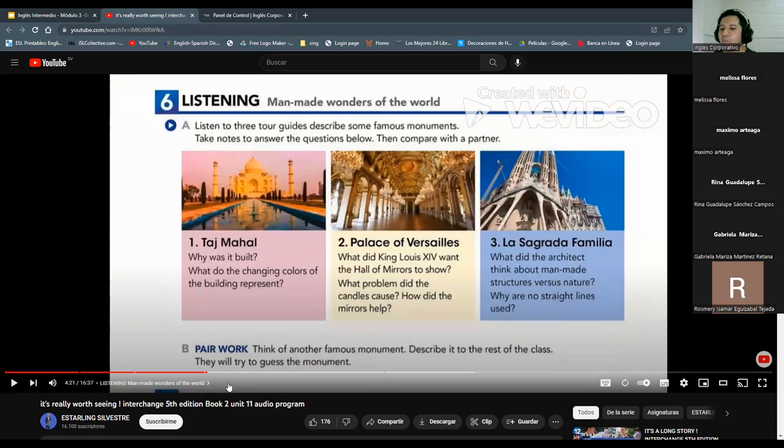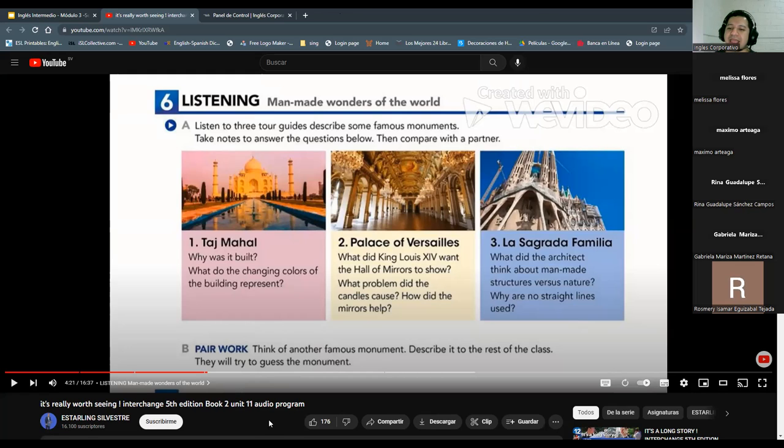Taj Mahal, why was it built? Why was it built, the Taj Mahal? For his wife. Exactly, for his wife. He had different wives, right? She was number three, right? It was his third wife, but it was his favorite.